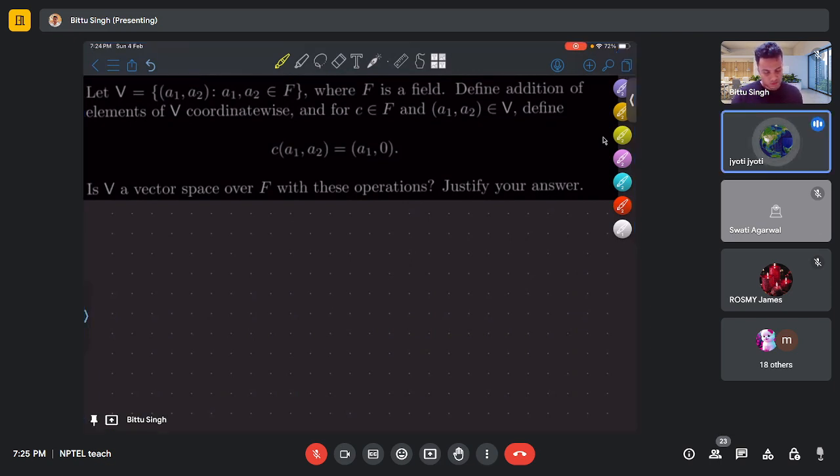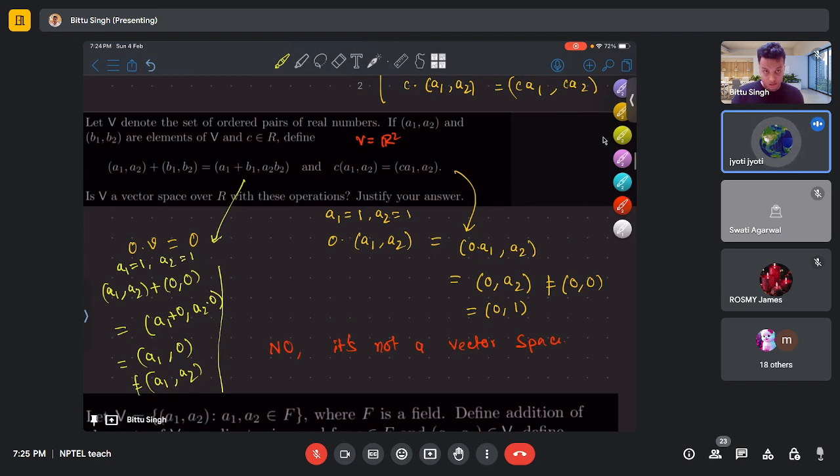But sir, identity may not be zero in the previous case, because let's say identity is the ordered pair e1 comma e2. Then we apply the standard operation: a1 comma e2 plus e1 comma e2 must again be equal to a1 comma e2, and from that we will get the exact values of e1 and e2.